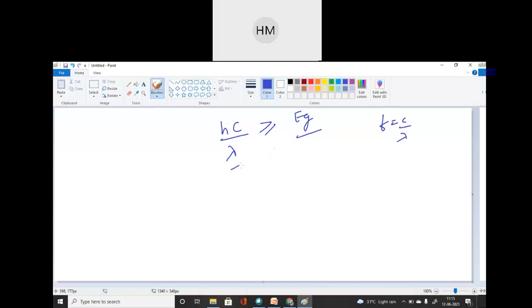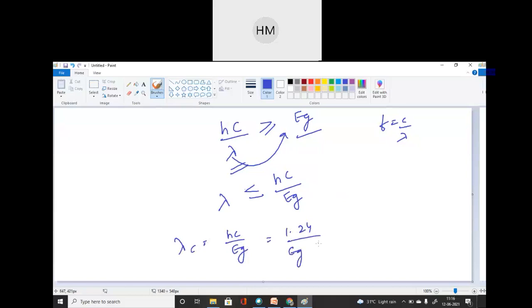Now I will find lambda, the long cutoff wavelength, which is less than or equal to hc upon Eg. Thus, the threshold for detection is known as the long wavelength cutoff point, denoted by lambda c equals hc upon Eg, that is 1.24 upon Eg electron volt. So above this wavelength, an intrinsic photodetector will cease to operate. It won't operate above this wavelength.